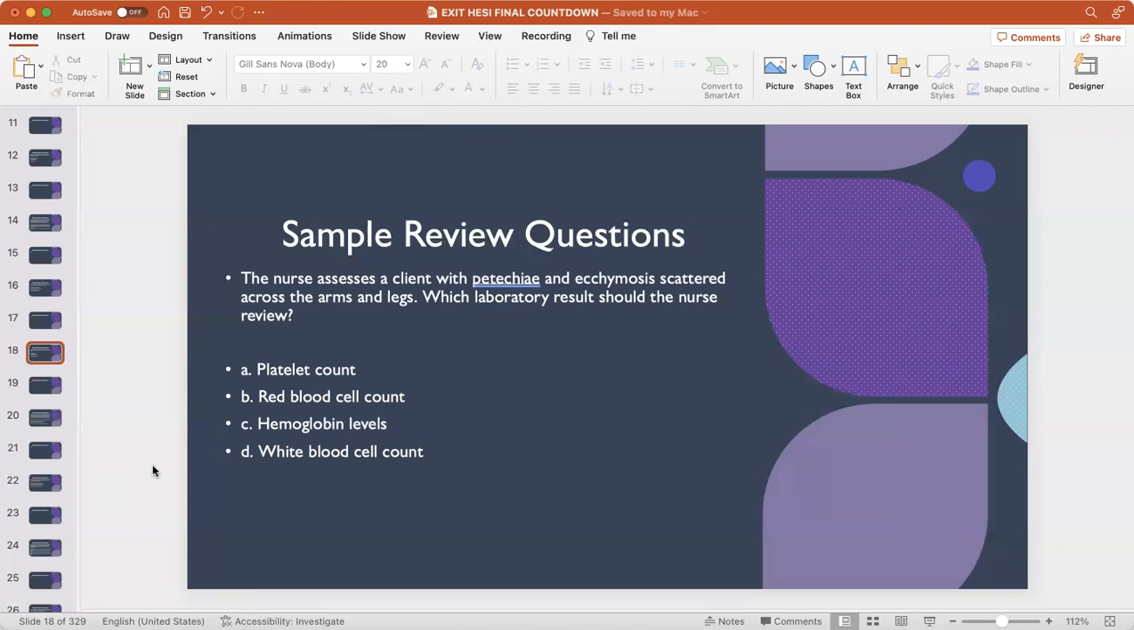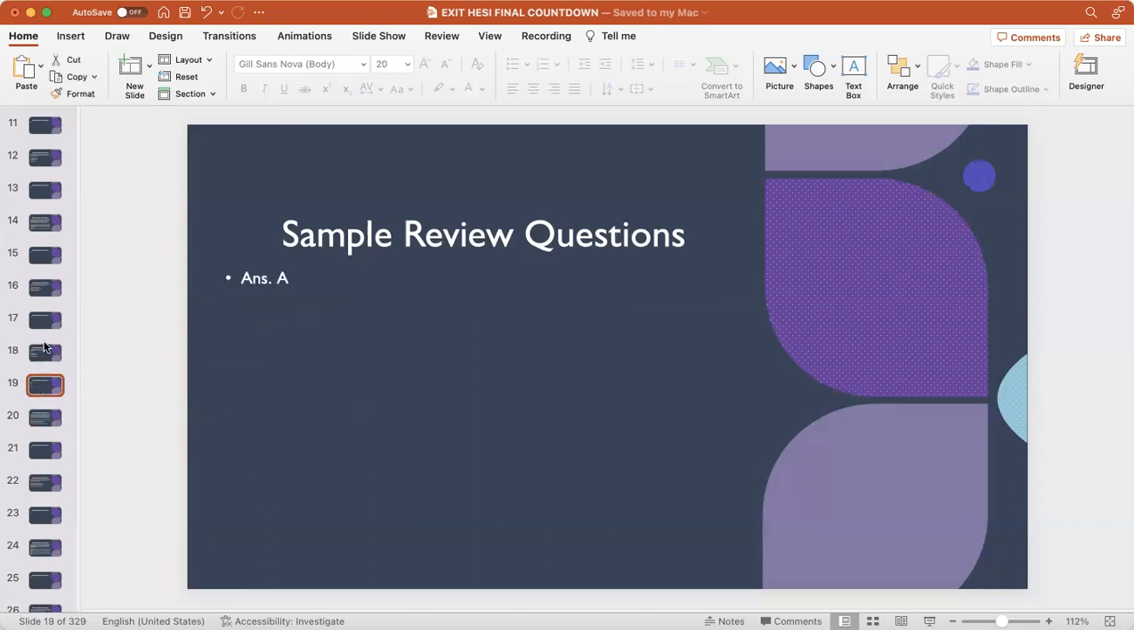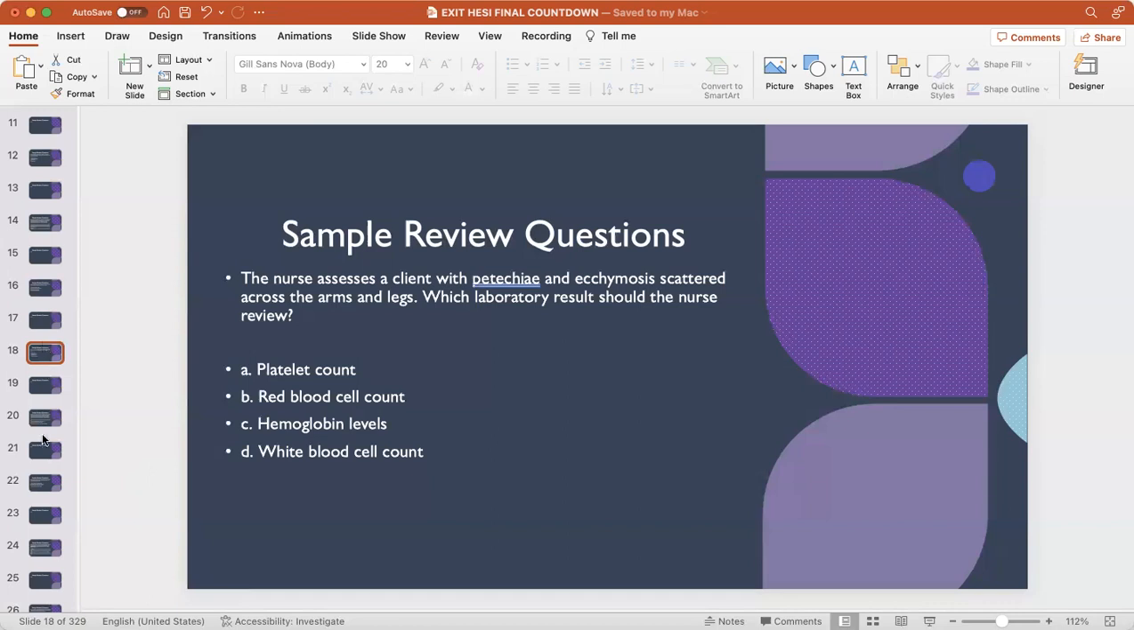All right. The nurse assesses a client with petechiae and ecchymosis scattered across the arms and legs. Which laboratory results should the nurse review? A, platelet count. B, red blood cell count. C, hemoglobin. D, white blood cell count. And we have A is the answer. Do I need to explain that one, or we all got that?